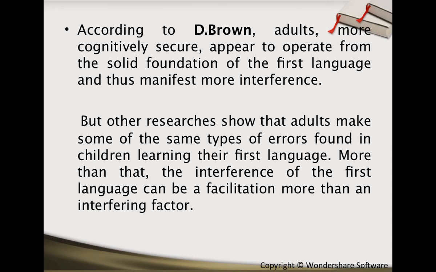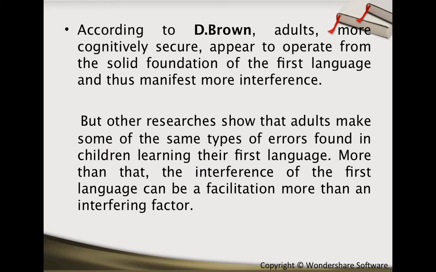That adults, more cognitively secure, appear to operate from the solid foundation of first language acquisition. It's another dimension, another way in which security manifests itself. They have already known the first language, so they have some background and some cognitive abilities that enable them to feel more secure learning a second language. Then the other one is another way of feeling security. But the main thing here is security.